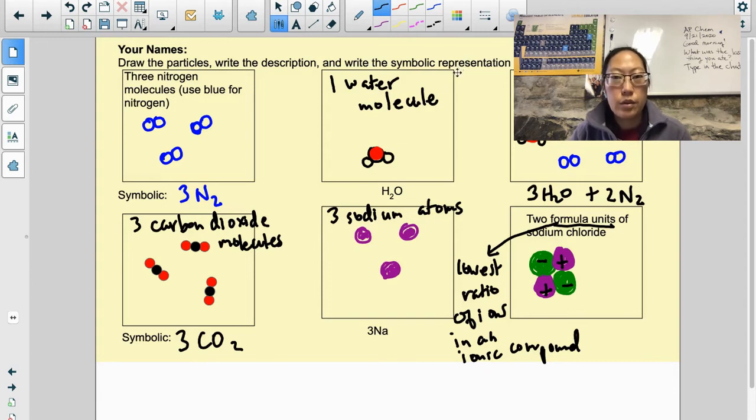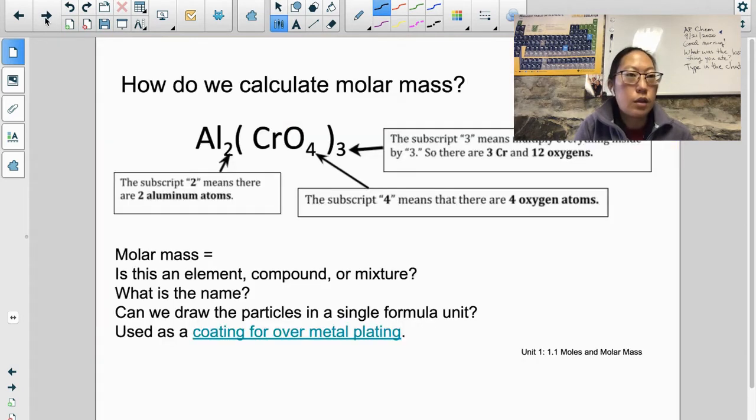All right, so let's take a look at the next slide. Calculating molar mass. So just as a reminder, this 2 means that there are 2 aluminum atoms. This 3 outside the parentheses means take the stuff inside the parentheses and multiply it by 3. So here inside we have 1 chromium, but since there's a 3 out here, we have 3 chromiums. And since oxygen is O4, we actually have 12 oxygen atoms. So we have 12 oxygens, 3 chromiums, and 2 aluminums.